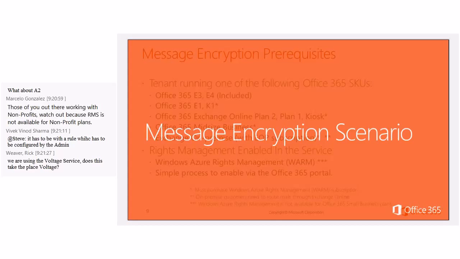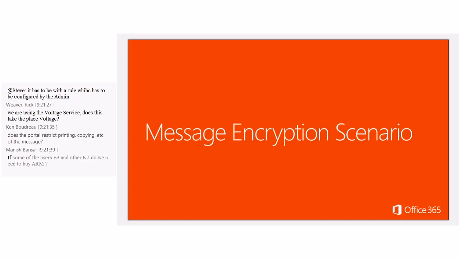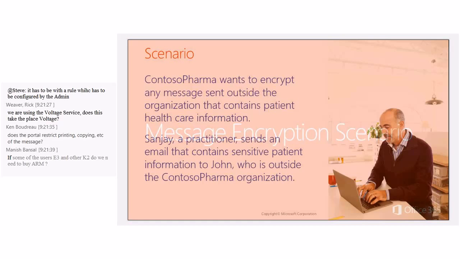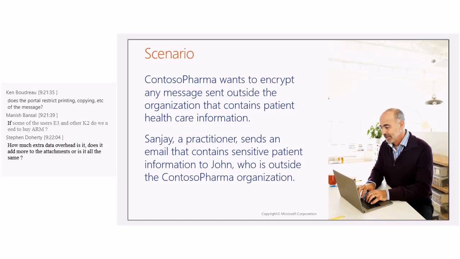Okay, so to help understand this, I created a very simple scenario just to give us an example of how this could be used and then step through how we would set it up. So in our scenario, we're assuming we work for a company called Contoso Pharma, and we want to encrypt any message sent outside the organization that contains patient healthcare information. In this case, Sanja is a practitioner and is going to be sending an email that contains sensitive patient information to John, who's outside the organization, and obviously he wants that information to be protected and encrypted so that at least John has a sense that his information is not going to be disclosed unwittingly to somebody who it shouldn't be.